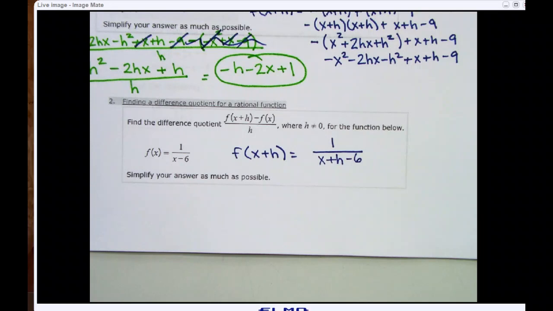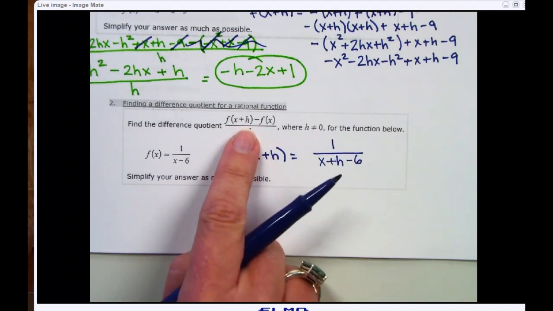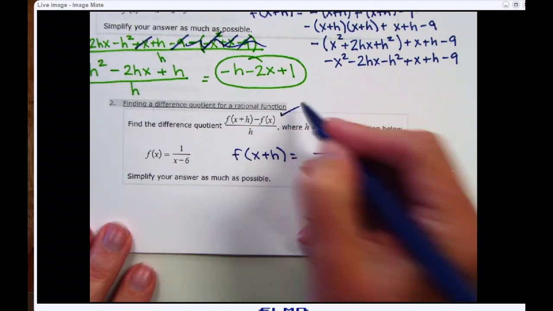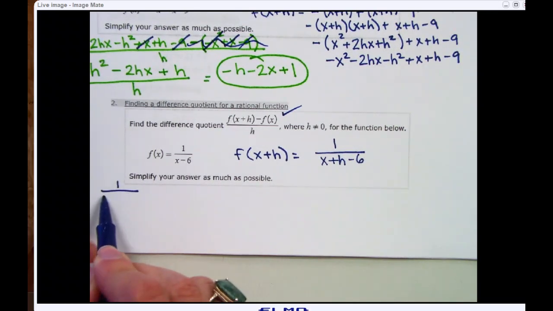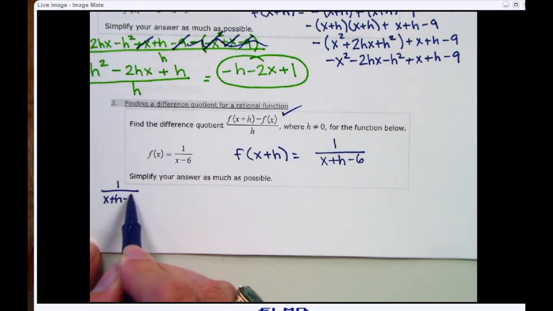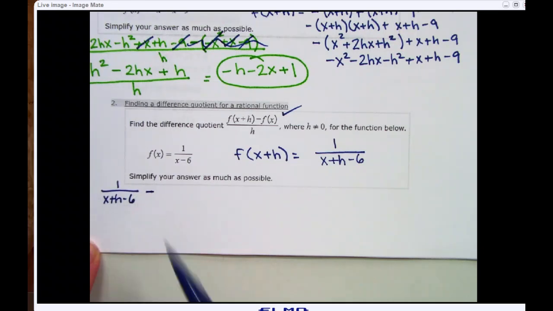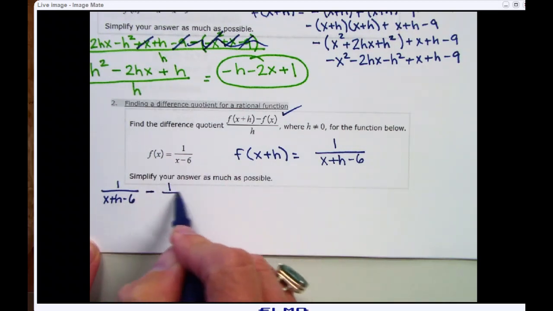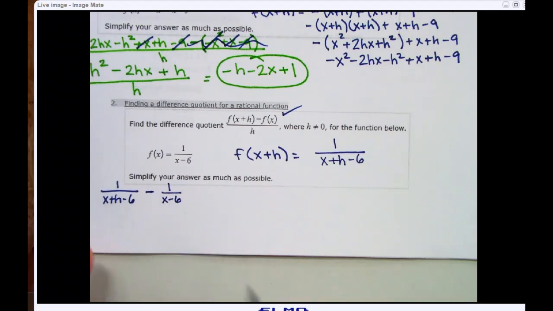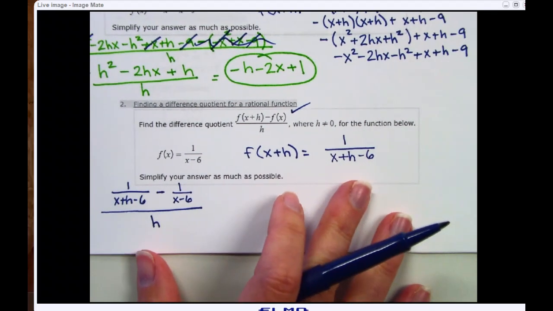I know. So now we've got to set up our difference quotient, right? We're going to set this up. So I have my f of x plus h, this cute little thing we just did. And then it says minus what? F of x, which is this little thing. And that whole thing is what? Oh. It's the fractions, right? It wasn't necessarily the algebra that's going to get us in trouble, but it's the fractions.